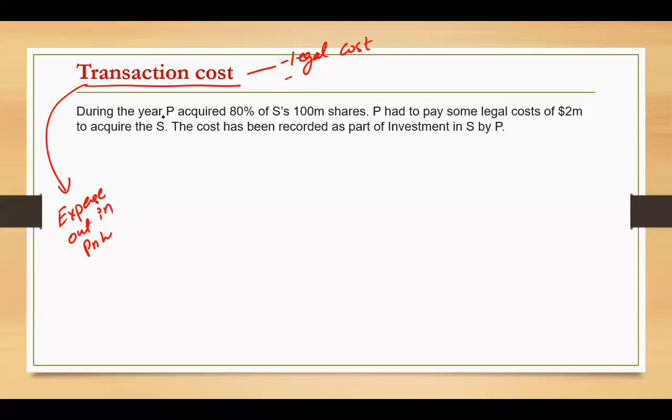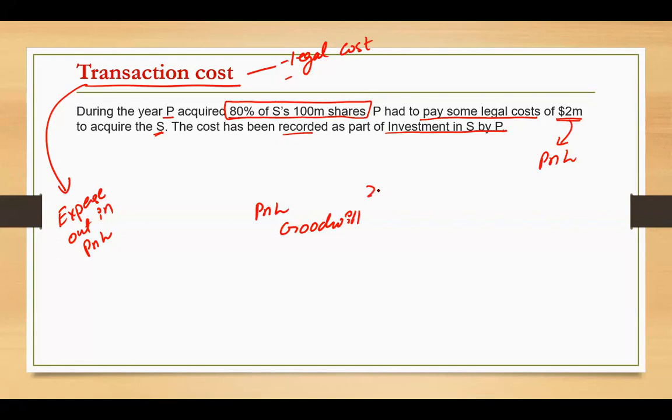So the question says, during the year, parent acquired 80% of subsidiary's 100 million shares. Parent had to pay some legal cost of $2 million to acquire the subsidiary. The cost has been recorded as part of the investment in subsidiary, although this should be expensed out. So our correcting entry is going to be P&L debit and the goodwill credit by $2 million, because any legal cost or the transaction cost should not be capitalized, rather it should be expensed out.